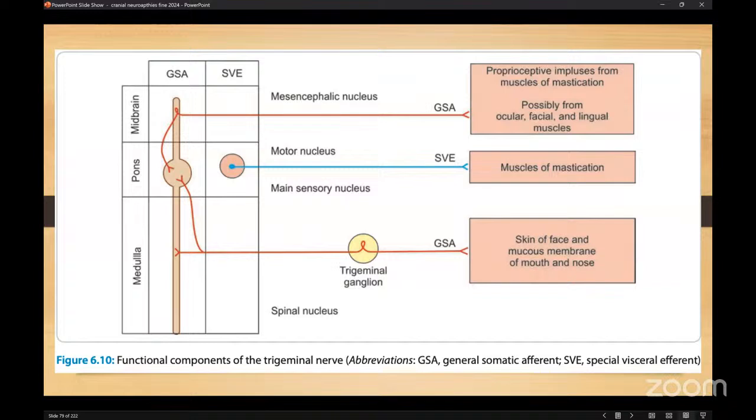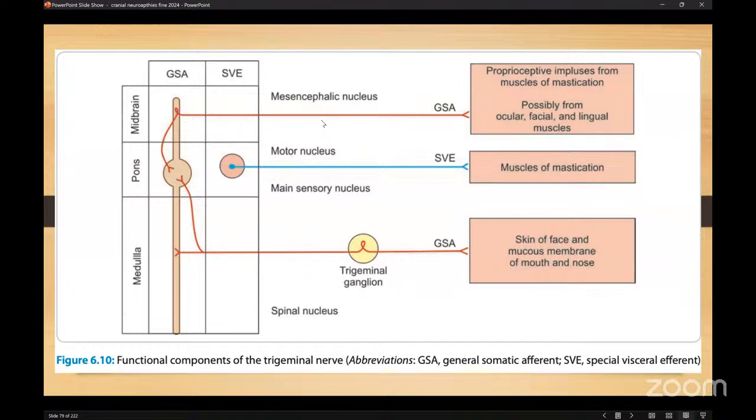Basically, all the nuclei are very difficult to remember, but the fifth cranial nerve is the easiest one, looking at the nuclei. First is the main sensory nucleus, the principal sensory nucleus. Second is the mesencephalic nucleus. Third is the spinal nucleus or spinal tract of the trigeminal nerve, and fourth is the motor nucleus.